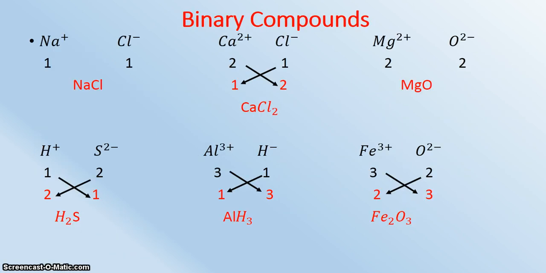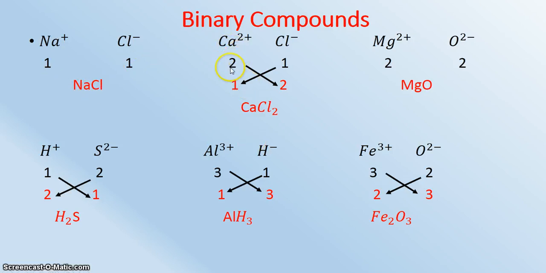Now, let us quickly revise our formation of binary compounds. And here, once again, we have sodium, which is +1, and chlorine, which is -1. Let's focus on the numbers. 1 and 1 can cancel. So that's why I can write NaCl without any numbers on the sodium or on the chlorine, because the 1 and 1 have cancelled.